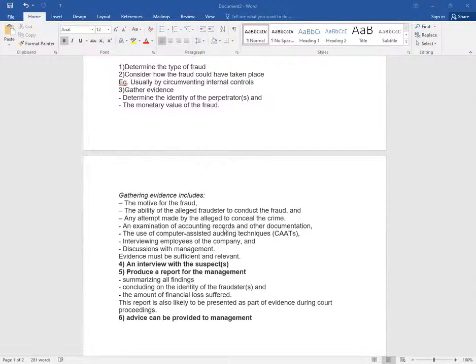An examination of accounting records and other documentation, the use of computer-assisted auditing techniques, the CATs, of course, to discern the trends, etc. So gathering evidence includes interviewing employees of the company and discussions with management. The most important thing when you're gathering evidence, because it has to be admitted in a court of law, is that it must be sufficient and relevant. Very important, please, gather enough evidence.